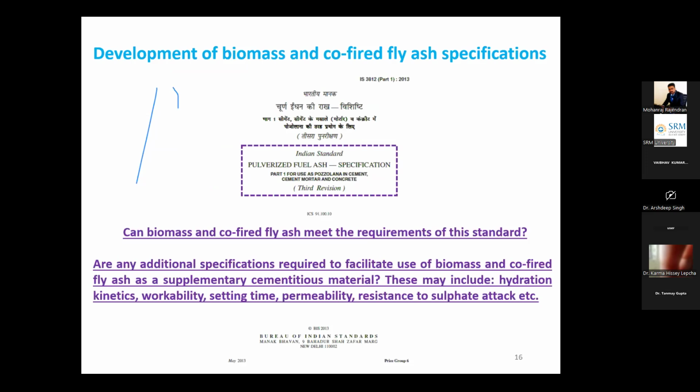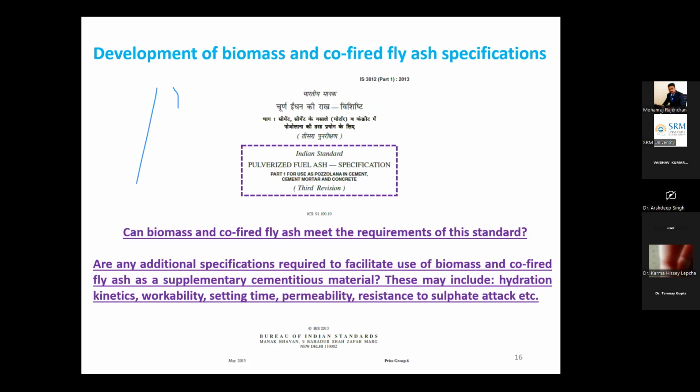Then development of biomass and co-fired fly ash specification. Now here we are discussing two different types of ashes. One is biomass ash, other is co-fired fly ash. So when we say biomass ash, what does it mean? It means that any biomass, which may be rice husk ash or rice straw ash or sugarcane bagasse ash, is solely burnt, or a combination is burnt in the industry as a fuel, and there is no coal. But in the second case, when it is burned in combination with coal, we call it co-fired fly ash.